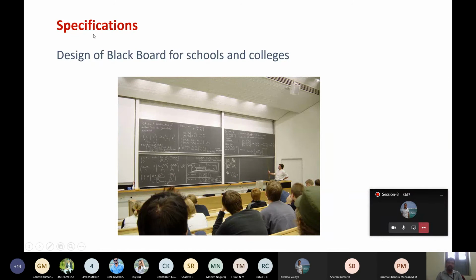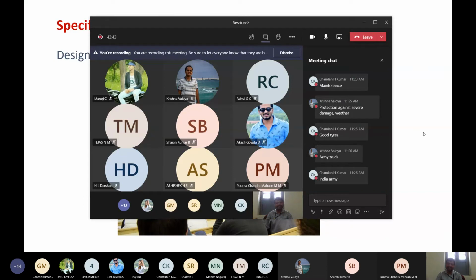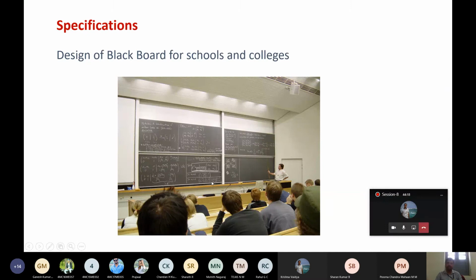Next, we can understand realizing the specifications by considering another example: design of a blackboard for schools and colleges. Do you think designing a blackboard is itself a complex task? Do you think it is easy or difficult to design a blackboard? A blackboard is a very simple product. What are the challenges for a designer if you want to think about designing a blackboard? Or what are the specifications required before finalizing the design of a blackboard?